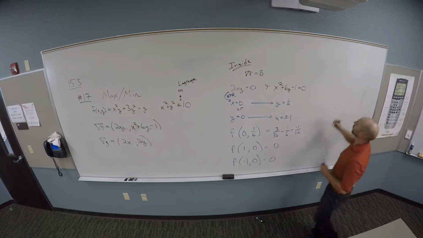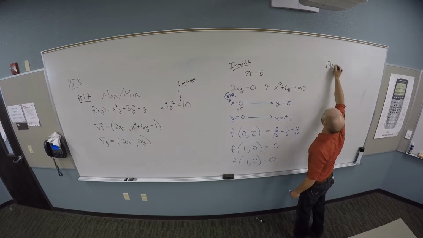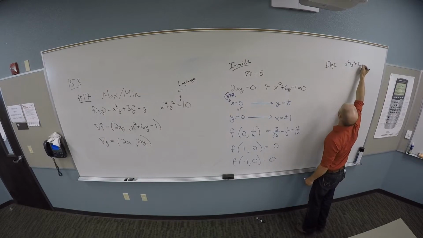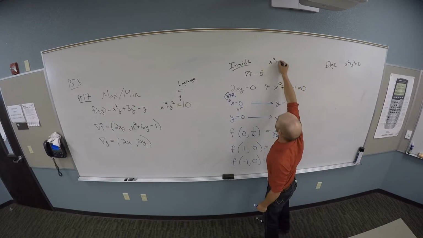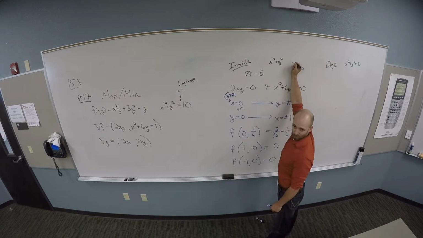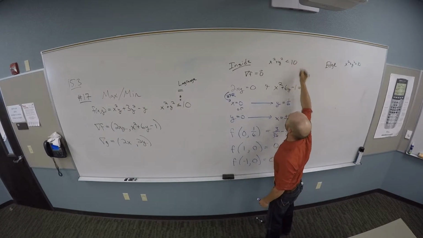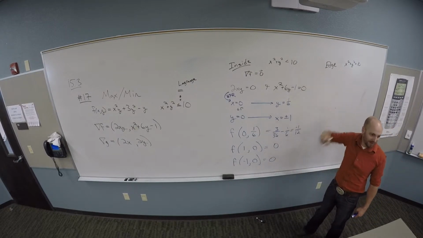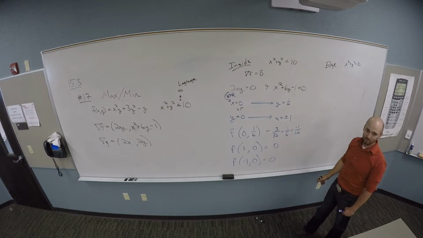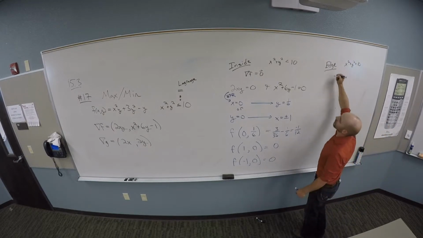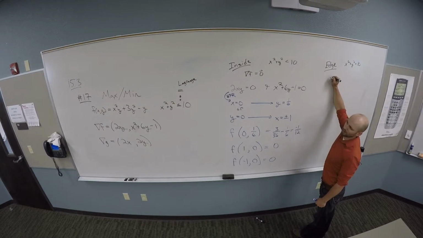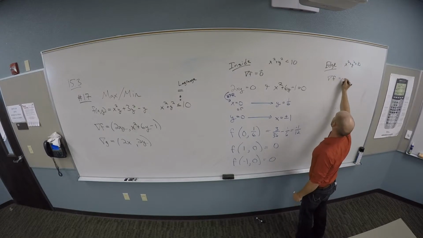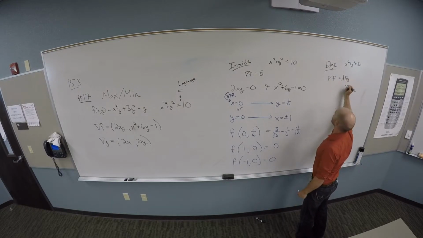Lagrange. Yeah, I need to run Lagrange on the edge. The edge here being x squared plus y squared is 10. The inside here was x squared plus y squared strictly smaller than 10. So on the edge, what do I need? Set the gradients equal to each other. I'm looking for gradient of f is lambda gradient of g.